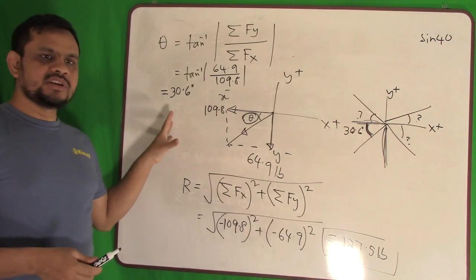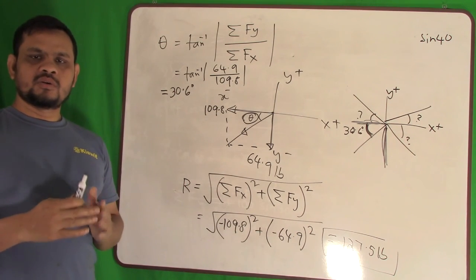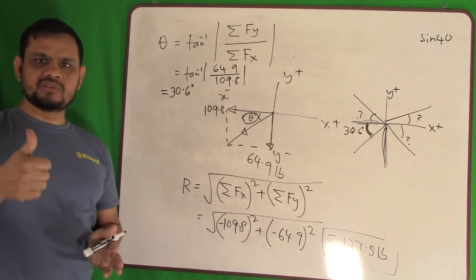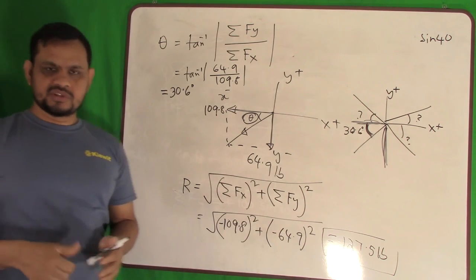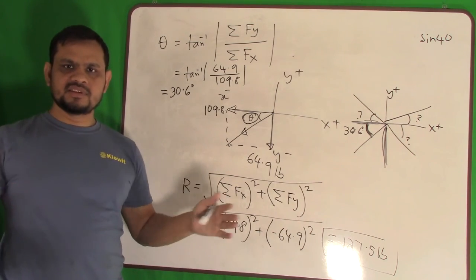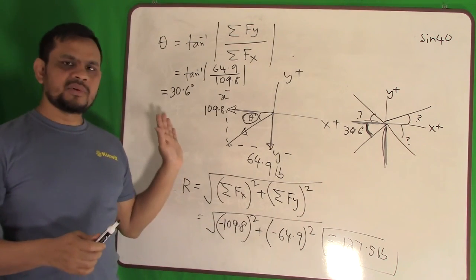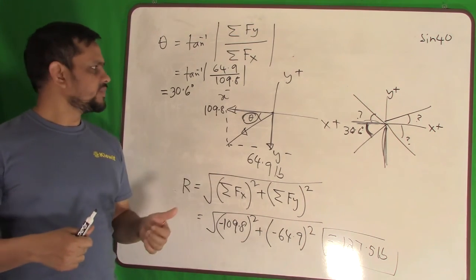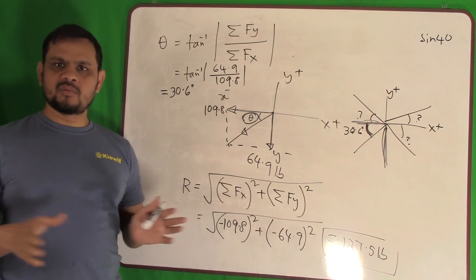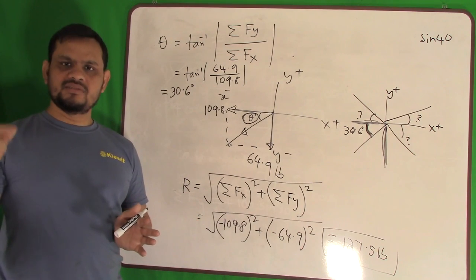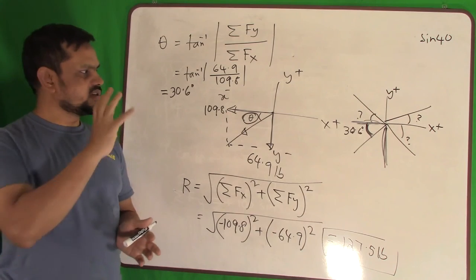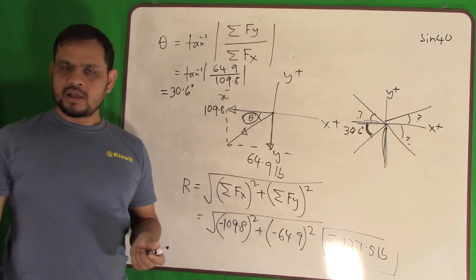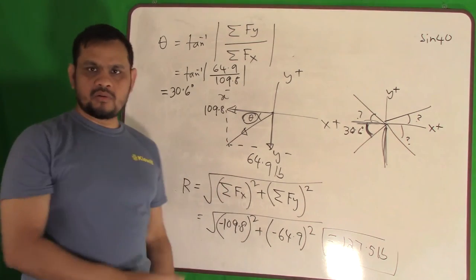So this component method is good for more than two concurrent forces. If it is only two forces, yes, you can do it. If it is 3, 4, 5, 6, it doesn't matter. Whatever the number of forces, as long as they are concurrent, you can use this method. The name is the rectangular component method. Very popular method, very powerful. In your FE exam, there is a guarantee you will get a question from this method. Okay, so I will continue with more videos on this topic.